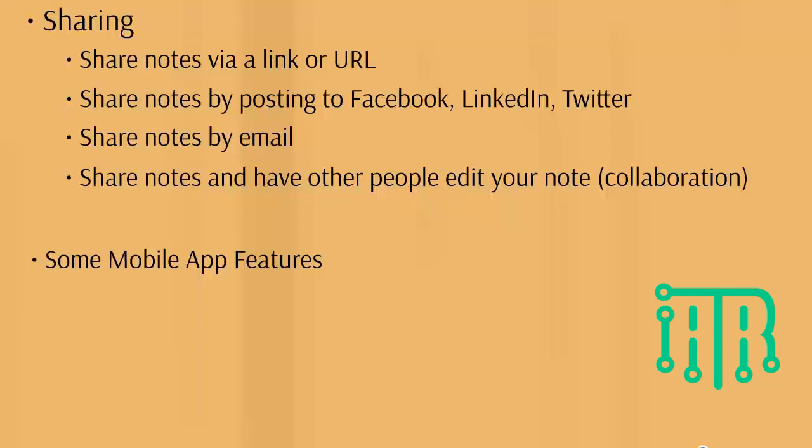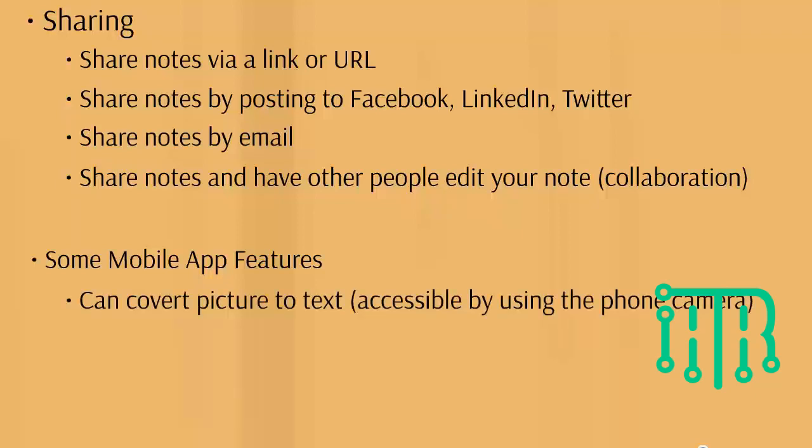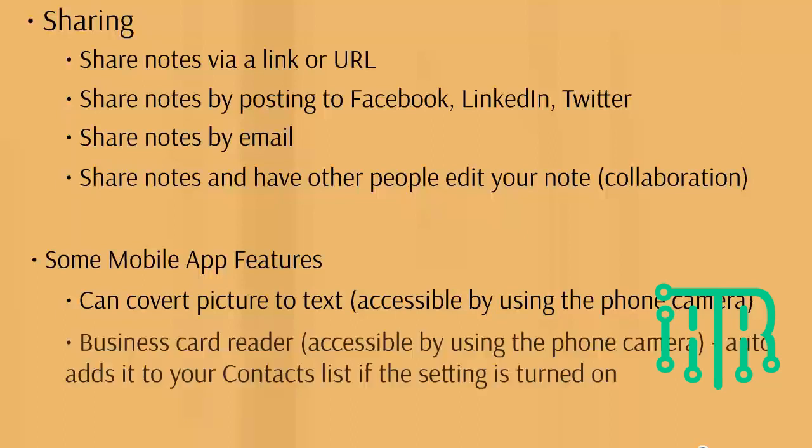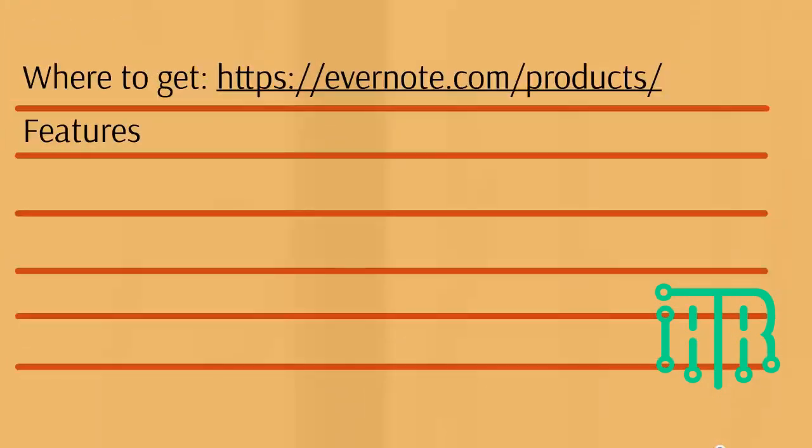And there are some mobile app features as well. So for those of you who have an Android or iPhone, it's good to have, and that's why we like the tool as well, because it's compatible with different platforms essentially. But you can actually convert a picture to text by accessing your phone camera, and it also has a business card reader accessible by using the phone camera, and it automatically adds it to your contacts list as well.